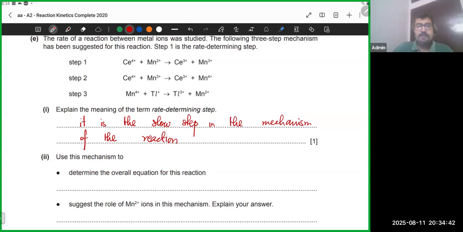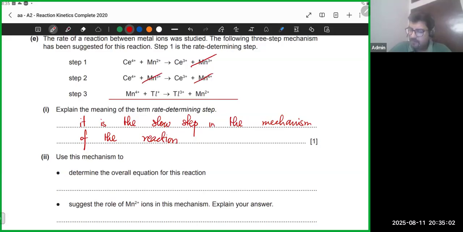So it is a slow step in the mechanism of the reaction, and determines the overall equation. How do you determine the overall equation? You add up all the equations. Well, step 1, step 2, step 3. You're going to add up all of them. Things that appear on both sides are going to get cancelled out.